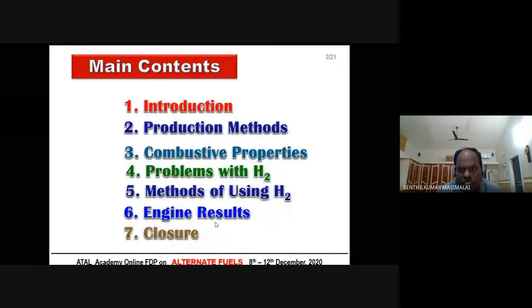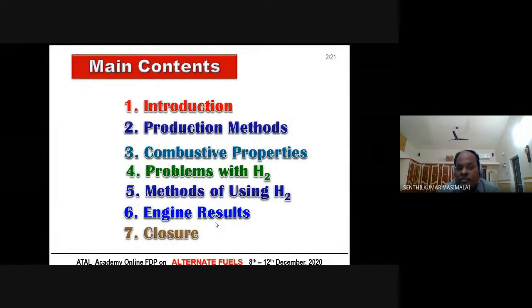In our case, hydrogen will be used as fuel and it will be combusted. Actually, in a fuel cell, we will not combust the hydrogen. Hydrogen will combine with oxygen and electricity will be produced in the fuel cell. But our discussion is focused on using hydrogen as fuel, like our conventional diesel or gasoline. How to use hydrogen as fuel in our internal combustion engines, in SI engines, or spark ignition, and compression ignition engines. So this is the focus.